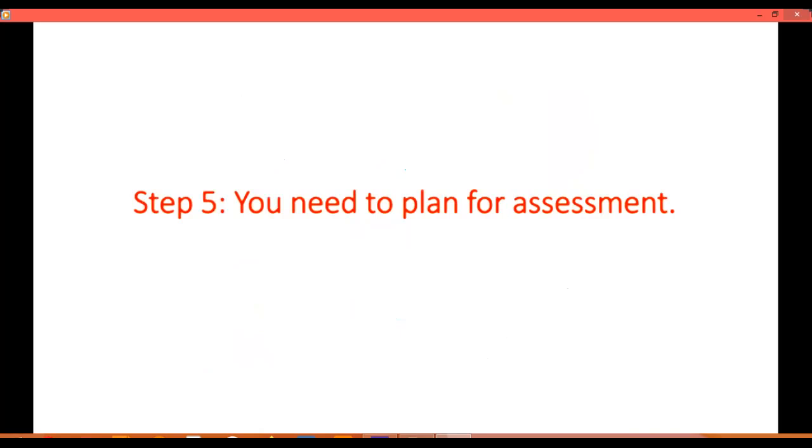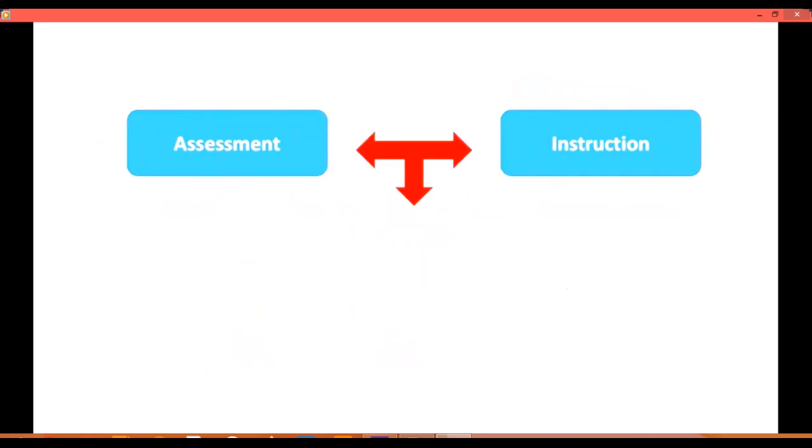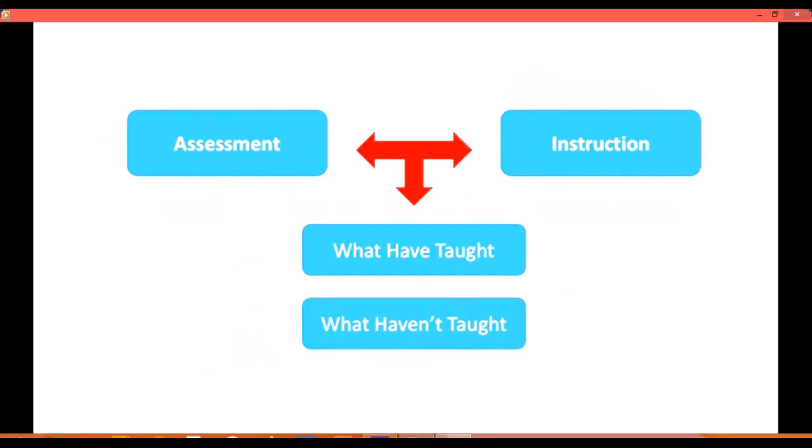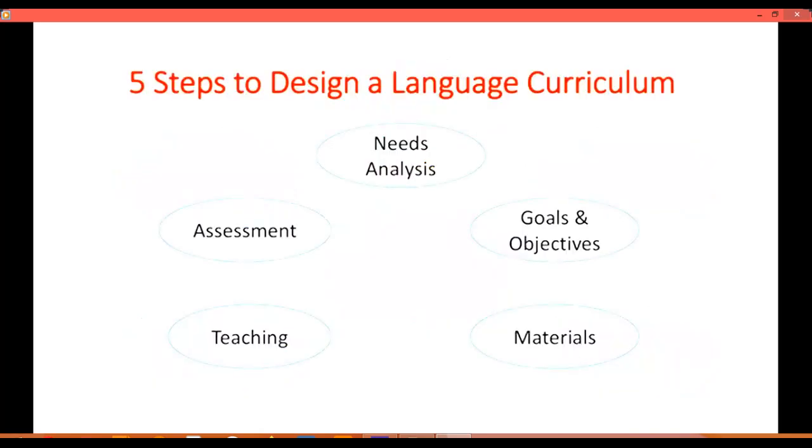Step 5. You need to plan for assessment. You need to think about what forms of assessment you want to use and when to use them. Remember always to link assessment to your instruction, which means you need to assess what students have learned instead of what they haven't learned. Focus on the learning process rather than only on the learning outcome. That's to say, students' motivation, attitude, learning, performance, and achievement shall all be taken into consideration. Following these 5 steps, an effective language curriculum will be produced.